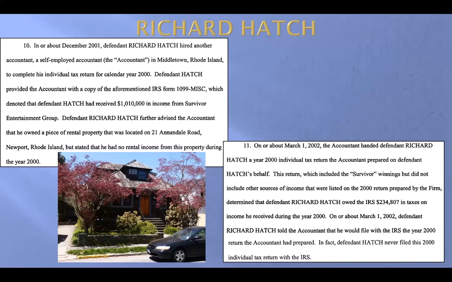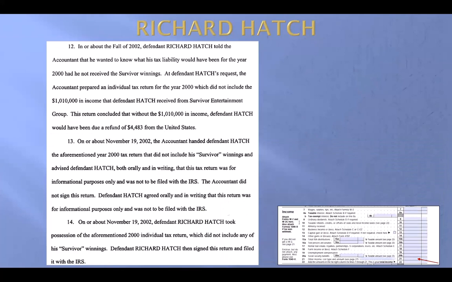You can leave them off the tax return, and then they will process your return and send you a bill. That is correct? Yep, that's right. Yes. So now it's down to 234, although he's going to get a bad surprise when he gets that late bill. In the fall of 2002, remember, this is for the year 2000, he told the accountant that he wanted to know what his tax liability would have been for the year if he had not received his Survivor winnings.